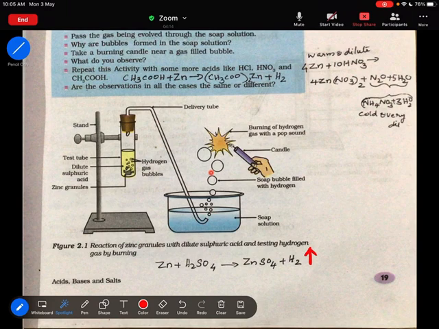How to check the presence of H2, hydrogen gas? You bring a lighted candle to this, and hydrogen will burn with a pop sound. That means you can make sure that the coming gas is hydrogen gas. So metal plus acid, we are learning the properties of acid. Acids can react with metal to form salt. This is the salt and the other one is hydrogen.